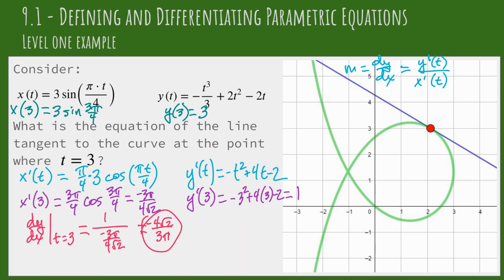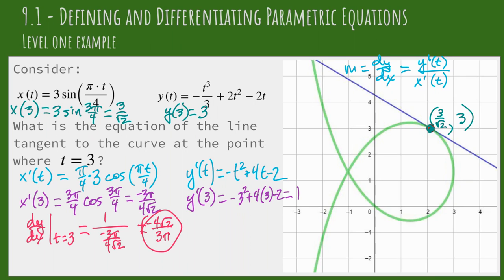Sine of 3 pi over 4. Sine is positive in the second quadrant. And we're still dealing with that pi over 4 reference angle, which is going to be 1 over square root of 2. So this is going to be 3 over square root of 2. And so the coordinates of this point right here are going to be 3 over square root of 2, comma 3.